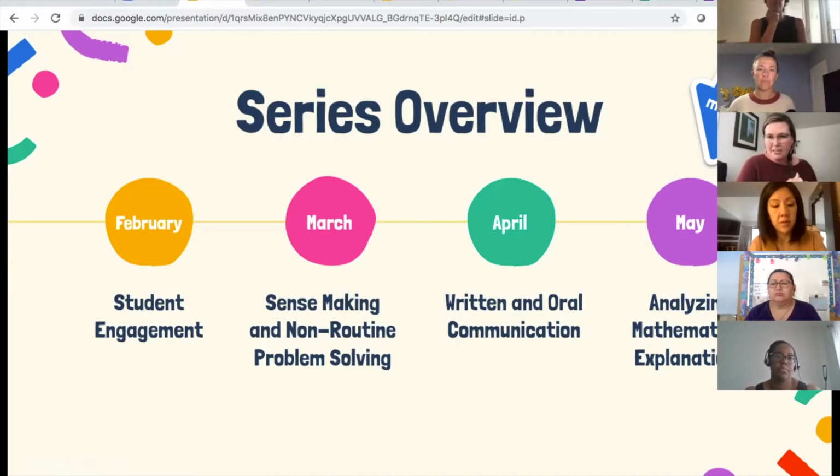And this one, our final session, is going to be focused on: okay, we've asked students to write or talk about math. What do we do with that work? And how do we help kids get better at communicating and being confident communicators in math? We're going to share a protocol for looking at mathematical explanations that you had your students write.